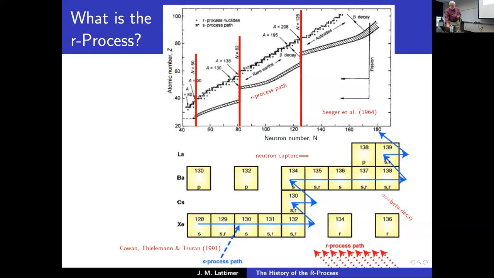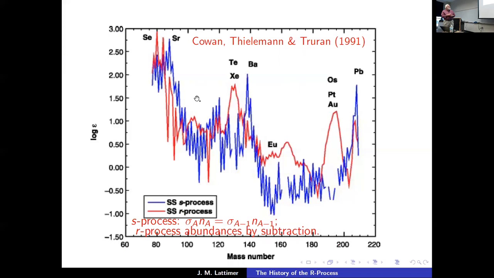And when we look at cosmic abundances, we can separate them into the S process and the R process, because the S process having a slow equilibrium means that the neutron capture cross-section times the abundance of a nucleus in between magic numbers is a constant. So we can determine the abundances of the S process nuclei from this relationship and subtract from the observed abundances to get the observed R process that's here. And you can see that there are two peaks connected with neutron number 126, with 82, and with 50.